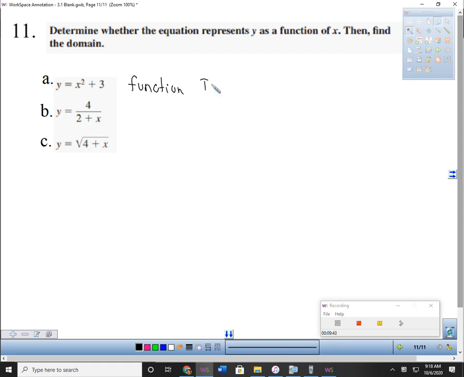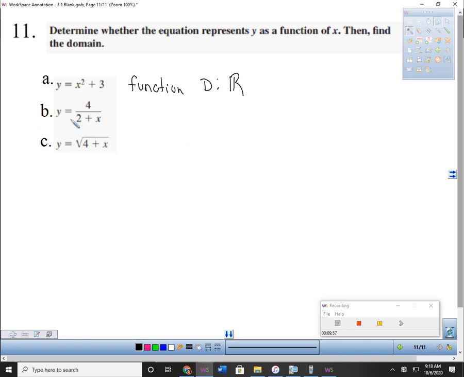And you have to think about your domain. Do you have an x under a square root? Do you have an x in a denominator? No. So therefore, is there anything x cannot be? No. So all real numbers. We don't have any kind of issues.